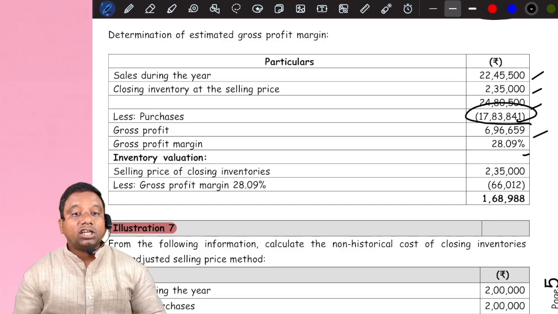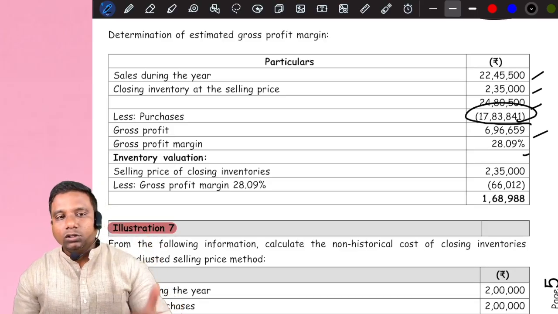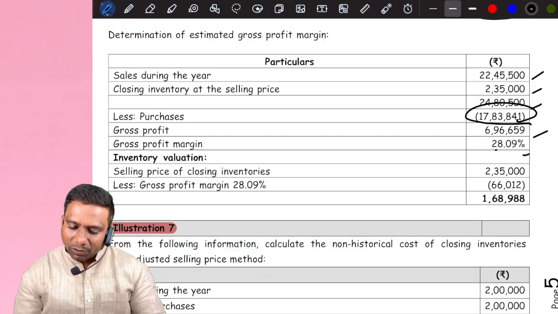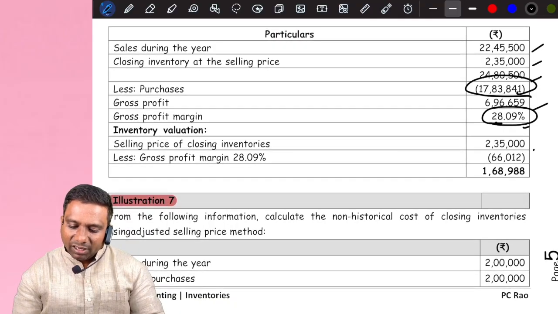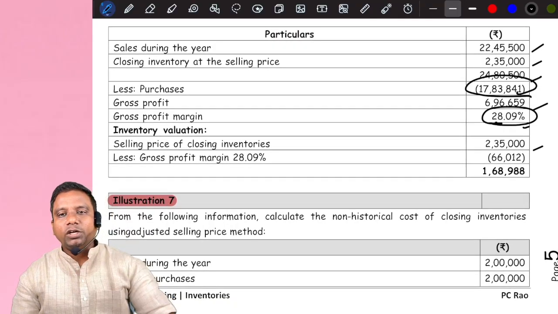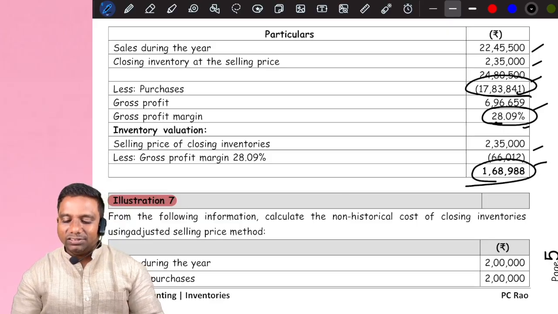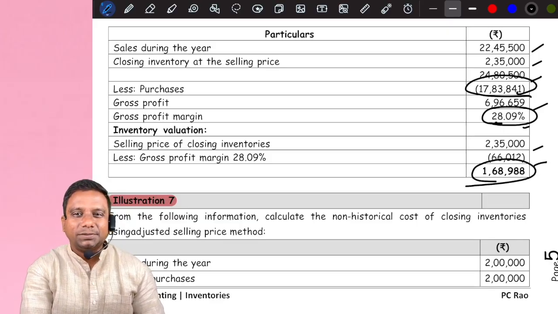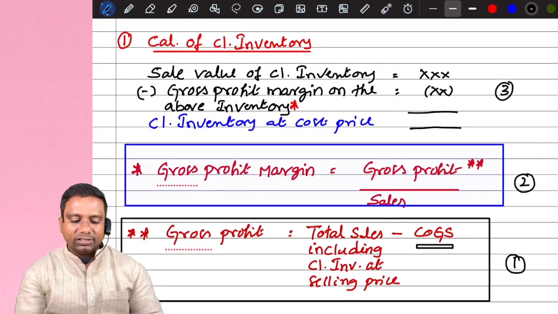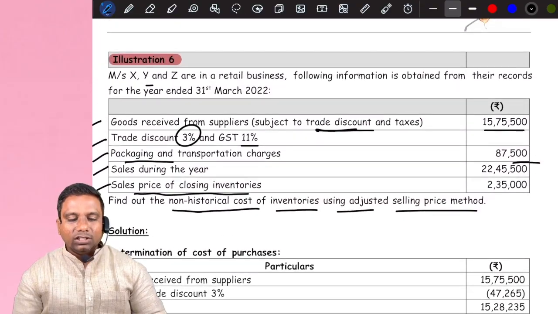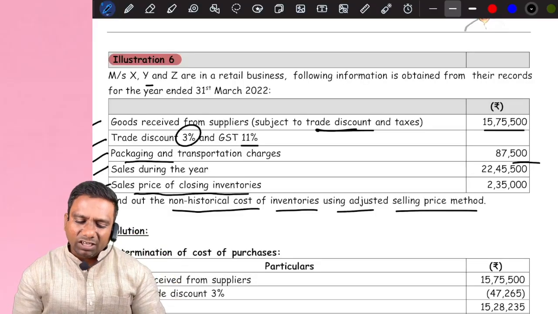Gross profit margin. Gross profit margin formula: gross profit divided by total sales. Sales includes closing inventory at selling price, and this percentage is applied on closing inventory at selling price. Look at selling price of inventory 2,35,000. On this you apply 28.909% minus. This is the gross profit and this is the closing inventory at cost price. Hope you are following. So apply this technique to illustration 6. Then you can understand. If you get this type of problem now, you can score 4 out of 4 or 5 out of 5. Very, very simple.